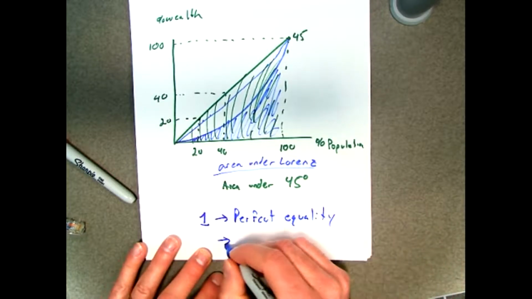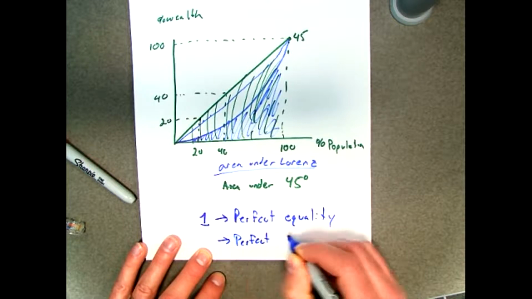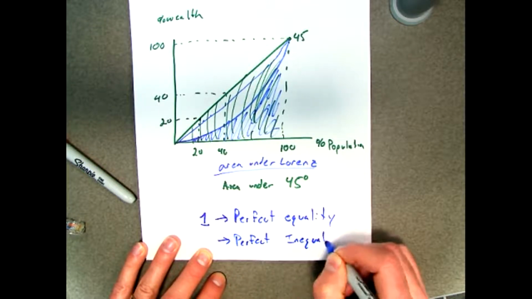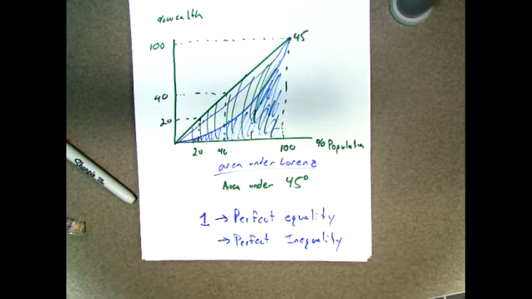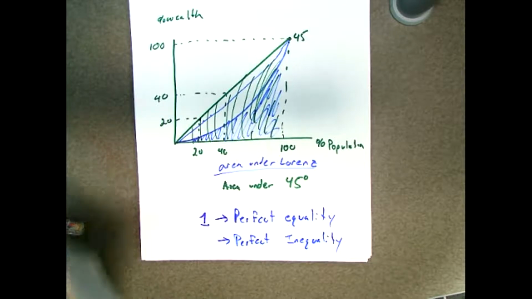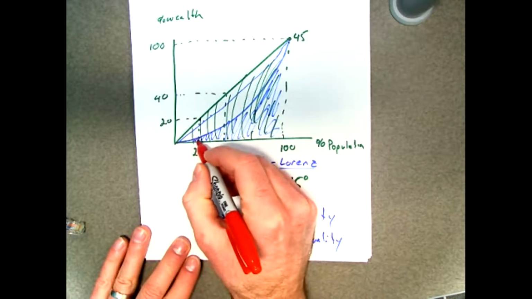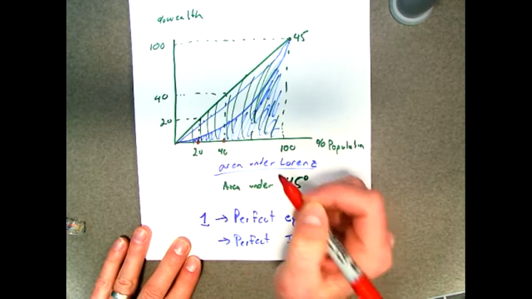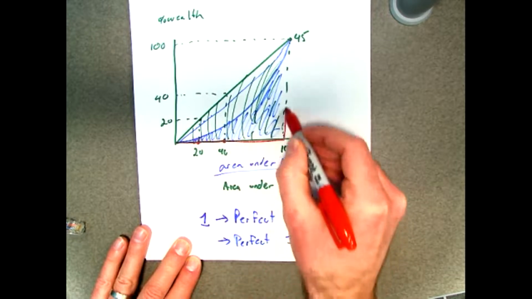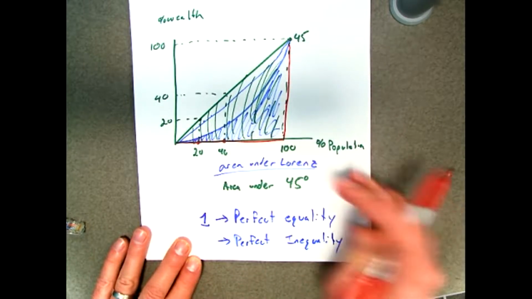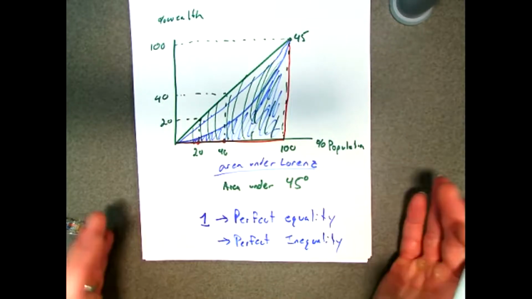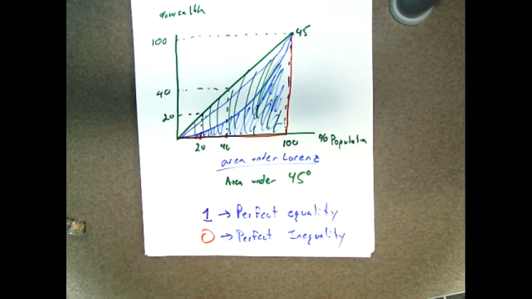So what do you think the value for perfect inequality would be? This would be if one person owned literally all the wealth. What would this curve look like? Well, if one person owned all the wealth, what percent of the wealth would the bottom 20% own? You say 0. What about the bottom 40%? 0. So you would literally have a Lorenz curve that looked like this. What's the area underneath that Lorenz curve? It doesn't exist. So for perfect inequality, you'd have this Gini coefficient of 0: 0 over the area underneath that 45-degree curve.